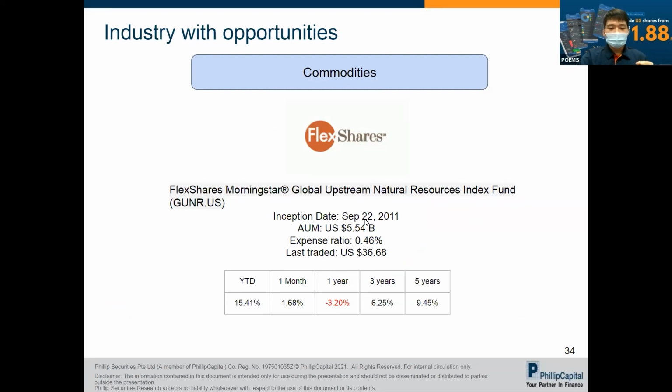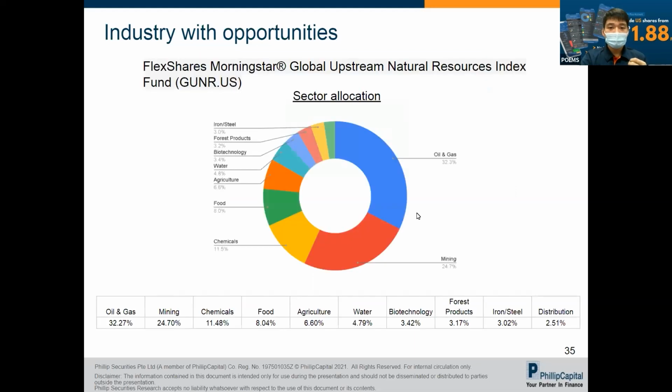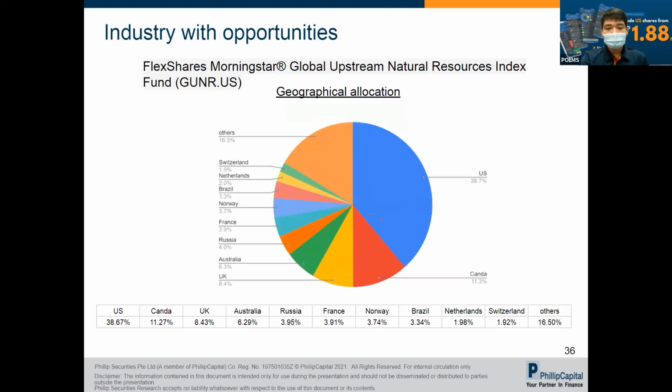So inception date, September 22nd, 2011, AUM over 5 billion. Expense ratio 0.46%. Moving on to the sector allocation, we have the top 3 as oil and gas, mining, and chemicals. This is the geographical allocation: US, Canada, UK. For those who don't know, out of the region of Middle East, the other top oil producing countries are actually US and Canada, and also Russia.